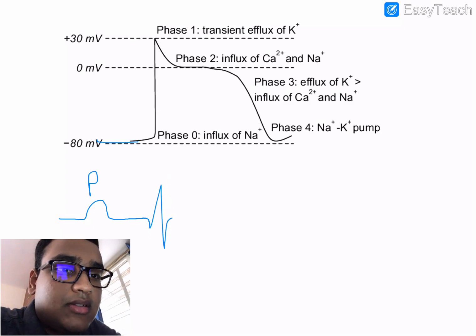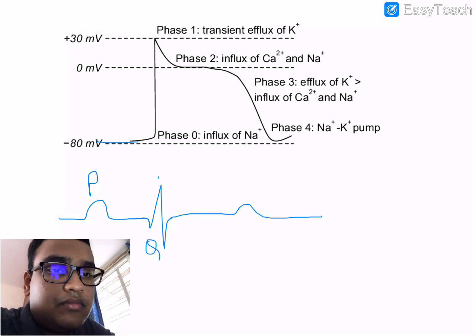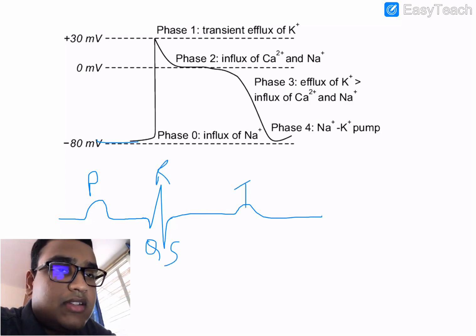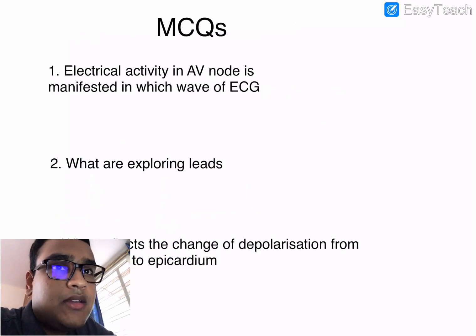So here there is a QRS complex and T wave. So this is how the ECG is with reference to this electrical action potential. So before we go further, let's discuss some MCQs regarding these basics.